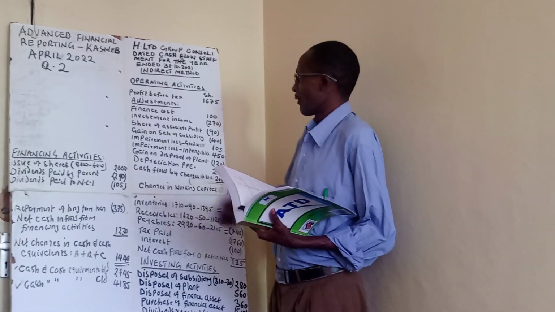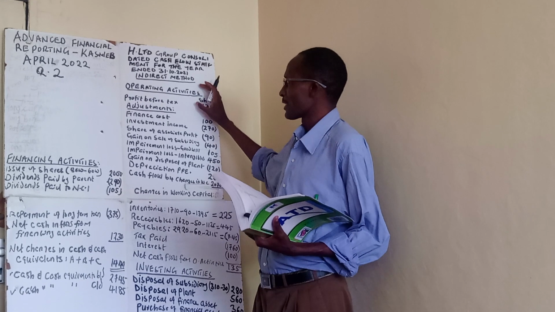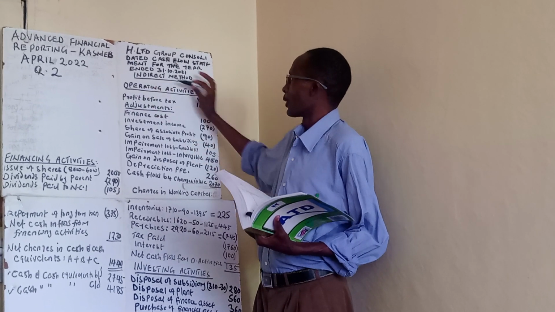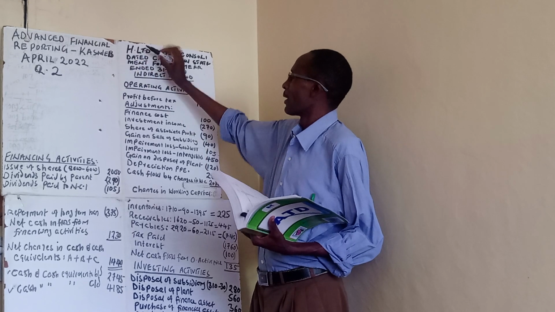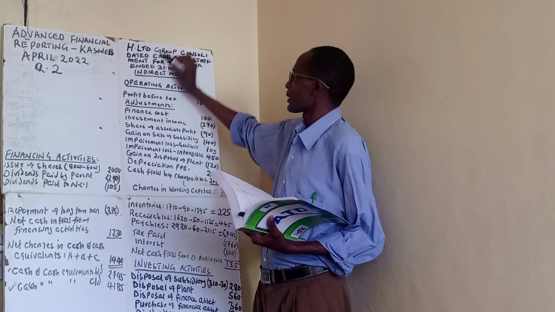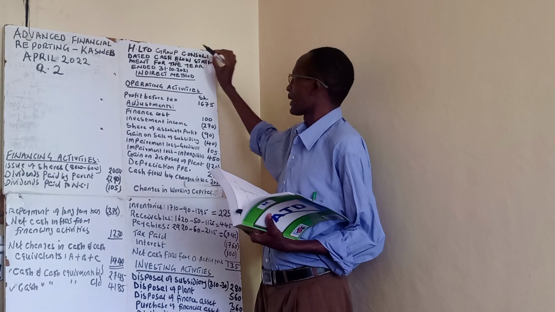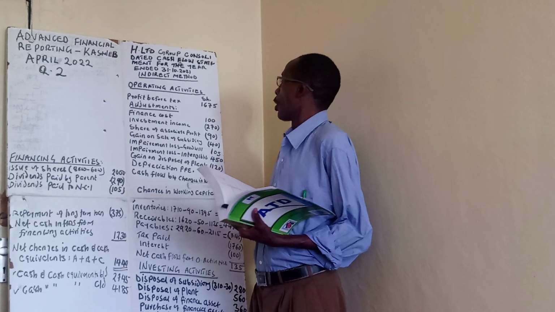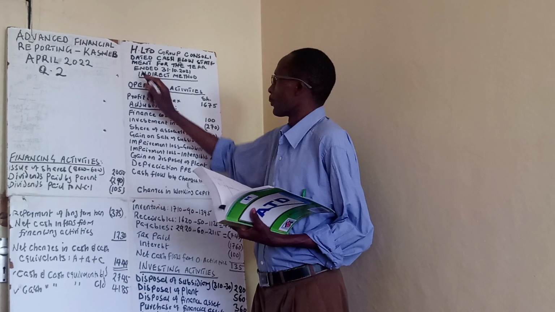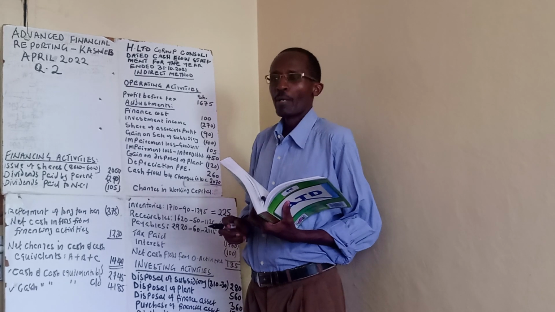Now, you start with the operating activities, as you see here. But remember to start with the heading here, H Limited Group Consolidated Cash Flow Statement for the year ended 1st October 2021. We are using the indirect method.